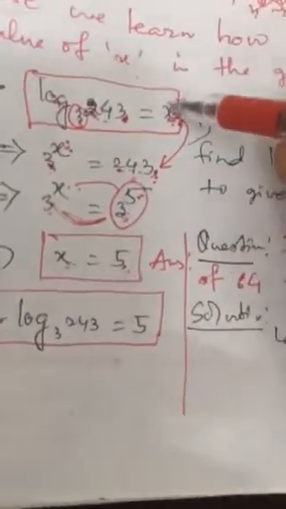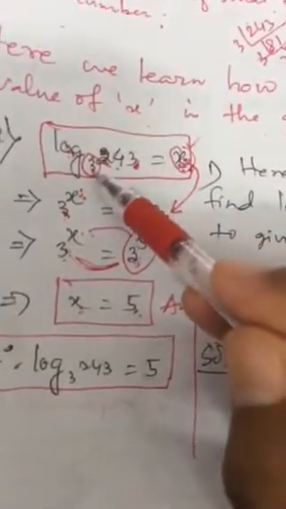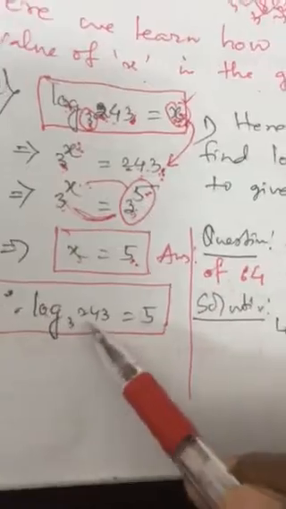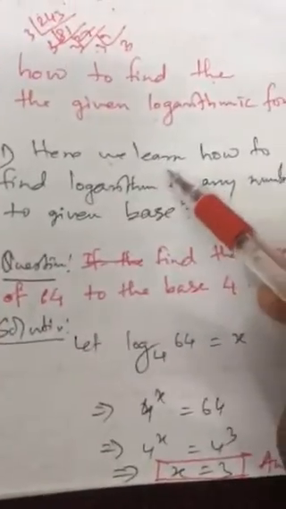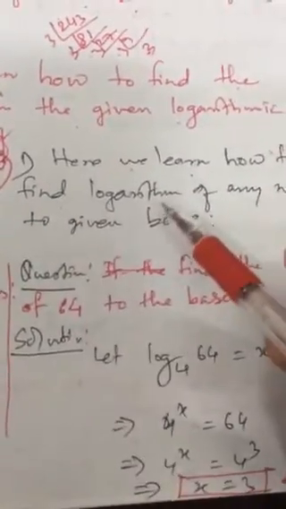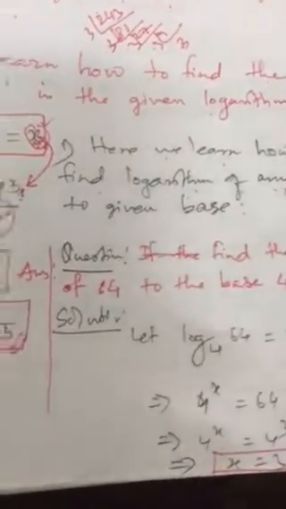It means the value of x is 5. It means log of 243 to the base 3 is 5. Okay, this is the answer. So here we learn how to find the logarithm of any number to a given base.